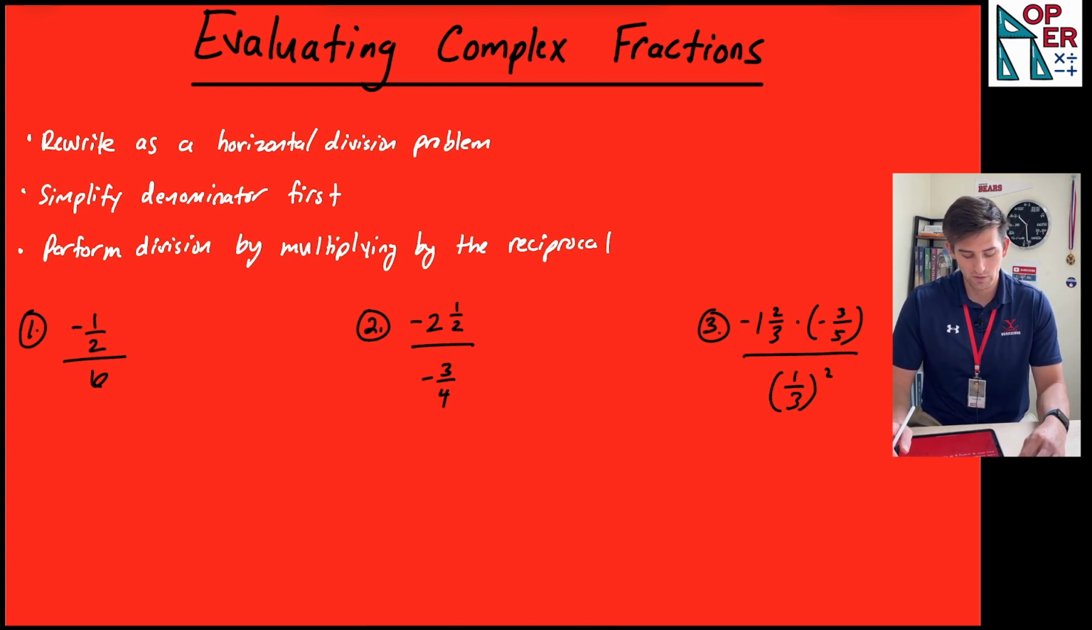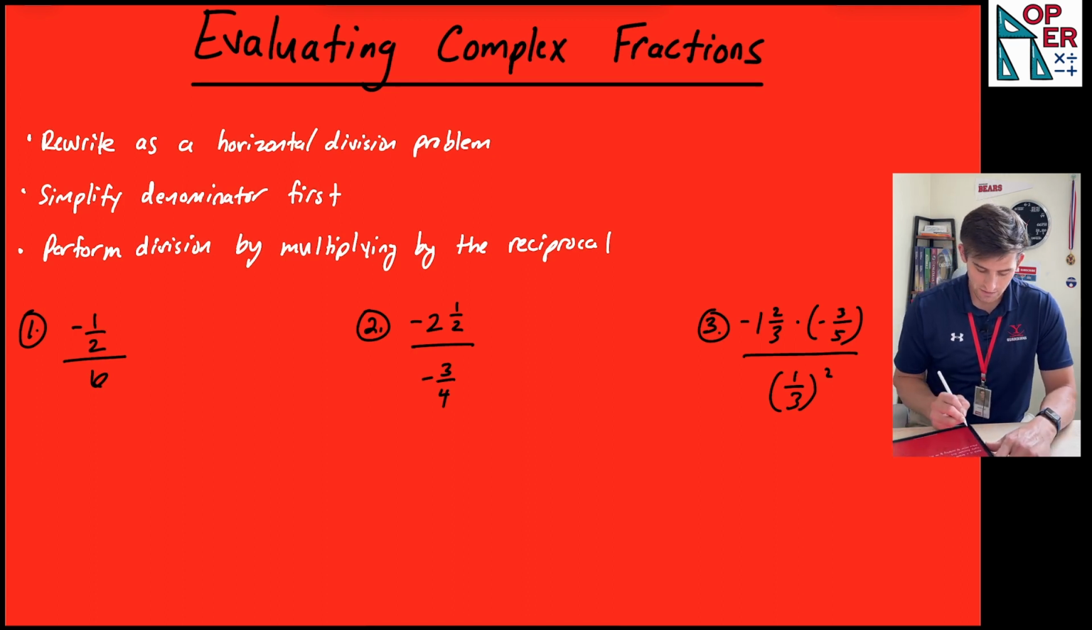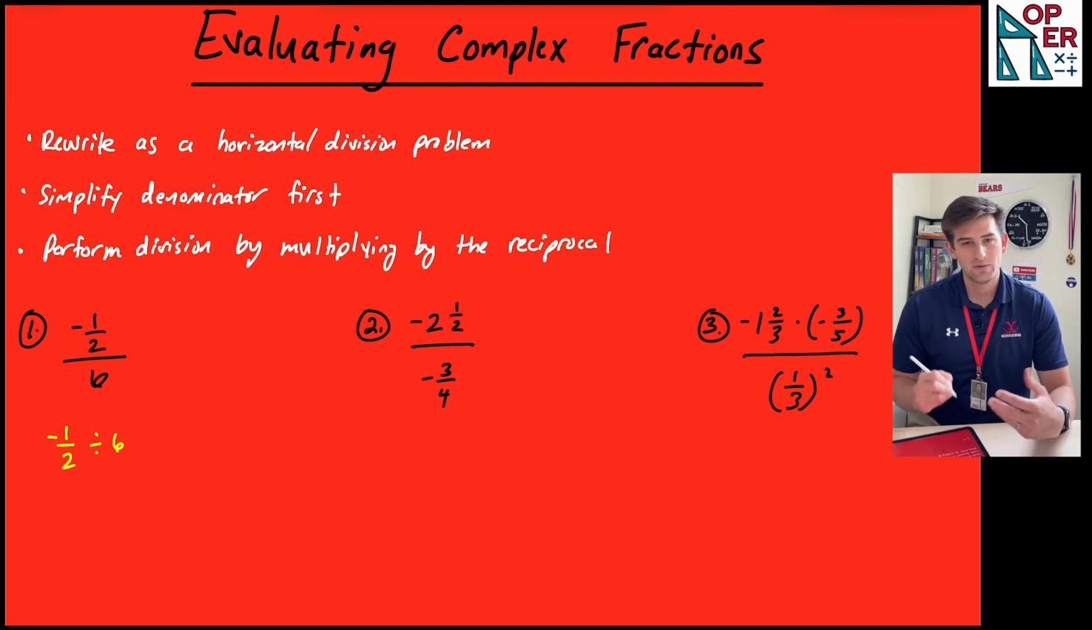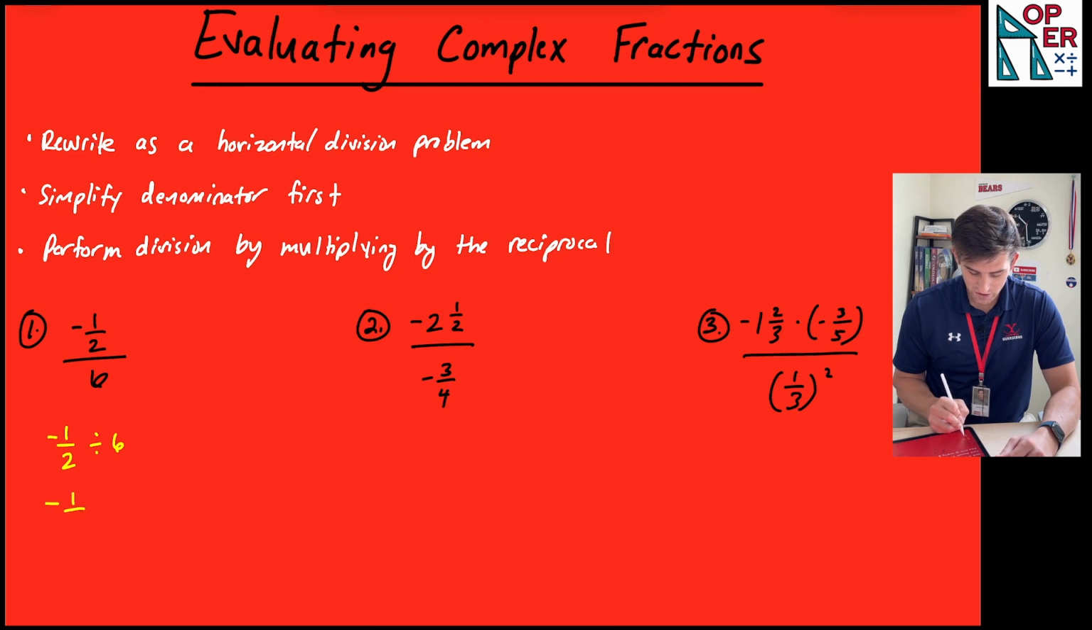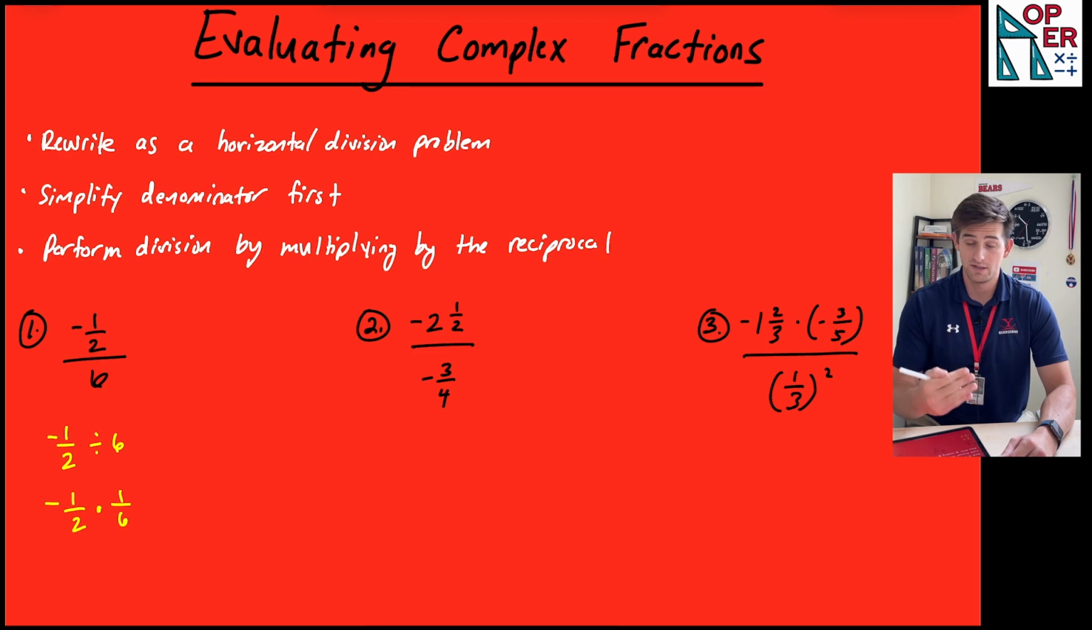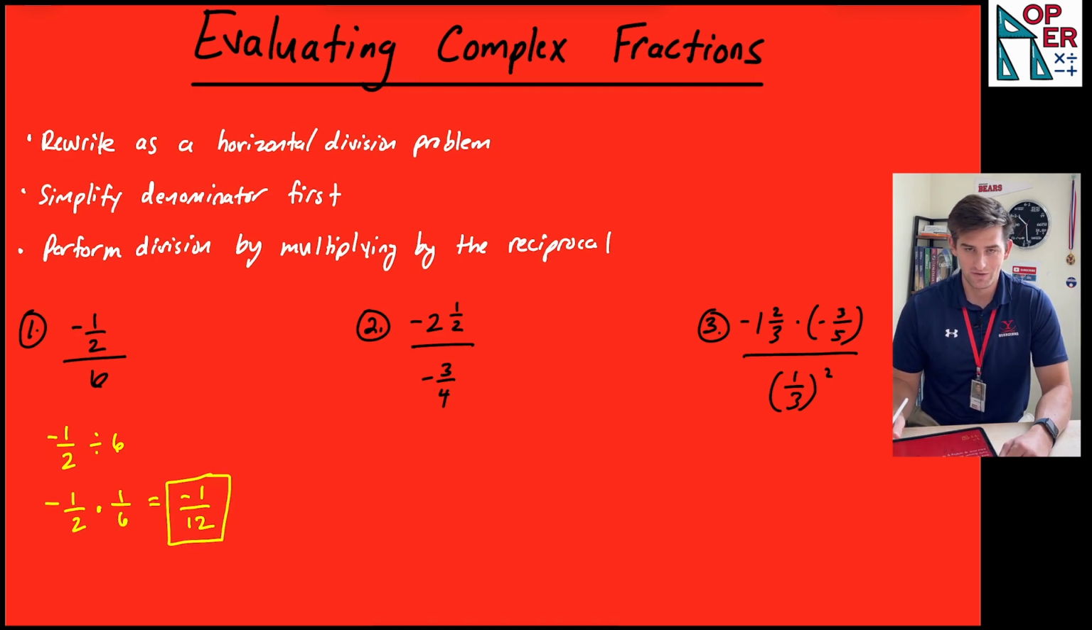Number one, we have -1/2 divided by 6. So I'm going to rewrite this horizontally, -1/2 divided by 6. Now when I see that, it looks a little less scary, right? So now I know, okay, I'm going to keep this one. I'm going to change this to multiplication, and let's write the reciprocal of 6, which would be 1/6. Now we can multiply straight across. -1 times +1 would be -1, and then 2 times 6 would be 12. So our answer here would be -1/12.